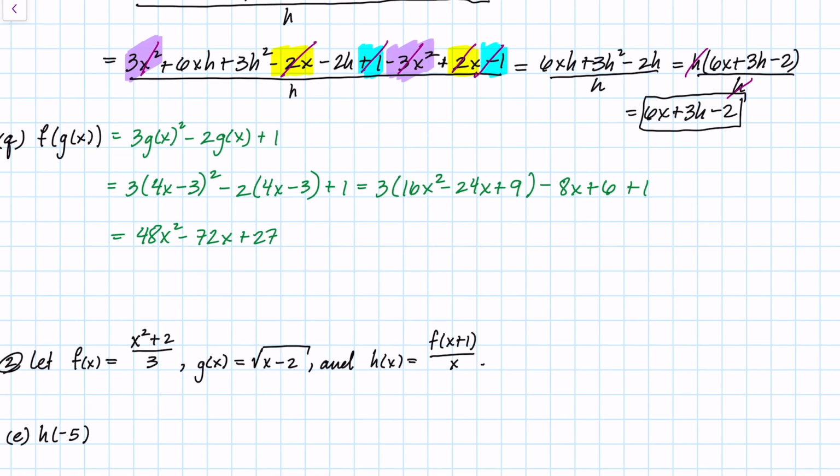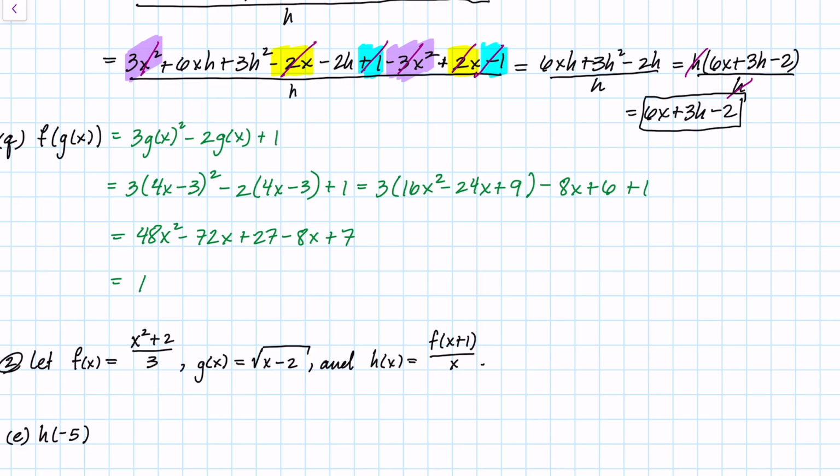And then I have minus 8x plus 6 plus 1. Or let's do plus 7 since we can simplify that a little bit more already. So plus 7. And now I'm going to basically group similar terms.